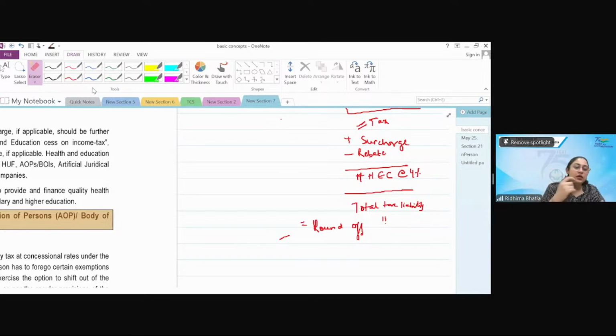Okay, drill is clear. Now coming to the aspect of how one calculates the tax liability. I'll be covering up first the new scheme completely and then the old scheme. And then we'll go from one SSC to another like this.